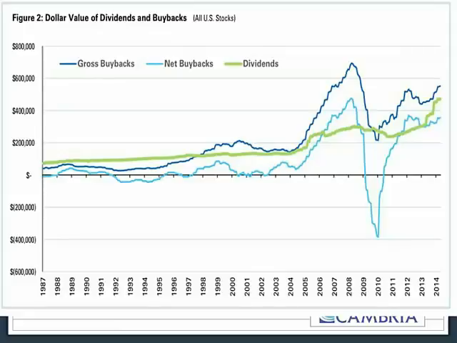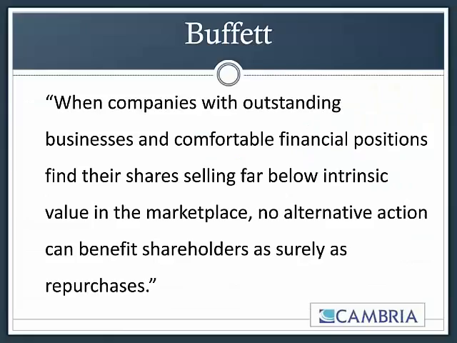So who's a fan of buybacks? Well, it turned out that Warren Buffett is. Probably the most famous investor in the world, he says, when companies with outstanding businesses and comfortable financial positions find their shares selling far below intrinsic value in the marketplace, no alternative action can benefit shareholders as surely as repurchases. His partner, Charlie Munger, often says, look for the cannibals, meaning look for the companies that are eating themselves by buying back their own shares.